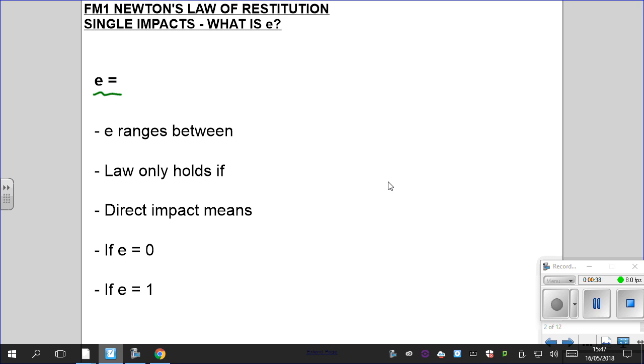I know it's a bit annoying to use the same letter for something different, because we know e is 2.718 and so on, the transcendental number e. We also know, for those of you who have done any work with parabolas or hyperbolas, that e stands for the eccentricity of the curve. But in this context, e stands for Newton's law of restitution. Now, what is e? What does it mean?